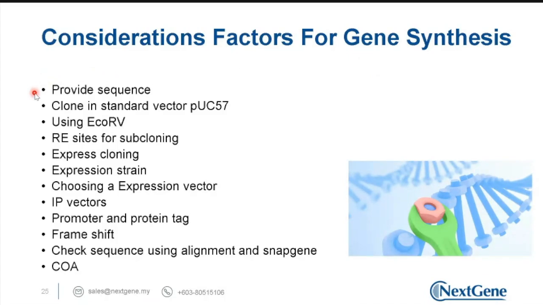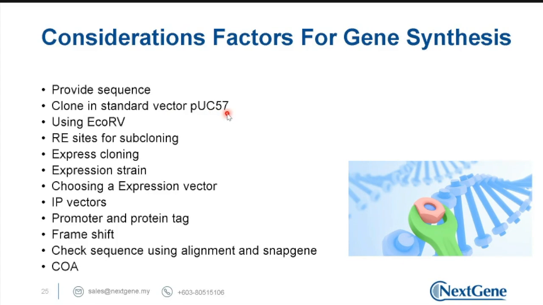First thing is we will need the user to provide the sequence inside a text file, inside a Word file, or in some other FASTA-related format, or even an accession number from the NCBI. Next, we need to decide, because for gene synthesis service, we will not provide double-stranded DNA to the user. We will actually provide the double-stranded DNA cloned inside a plasmid, and then deliver that to the user. So in the standard case, we will use the vector pUC57.